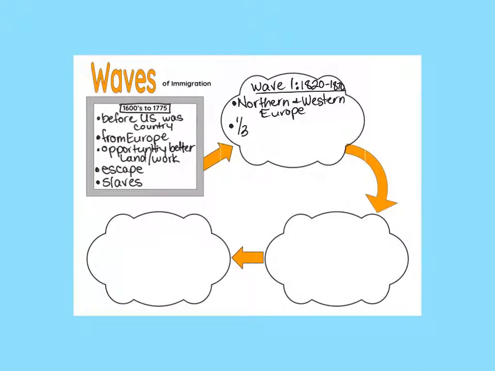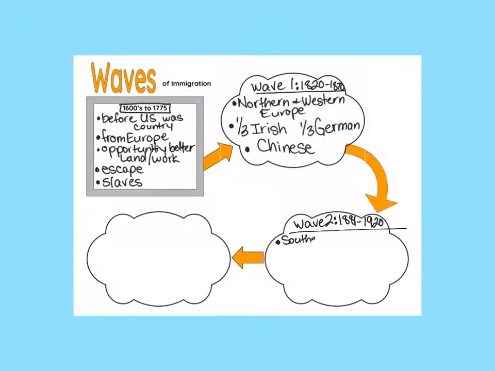It explicitly stated that one-third of these people were coming from Ireland or were Irish. One-third were German. Now, it did not explicitly state that the other third was Chinese, but it did say at this time this is where people were coming from China or were Chinese. Then moving on to wave two, which according to this text occurred from 1881 to 1920. And in wave two, it points out that we have people coming now from Southern and Eastern Europe.